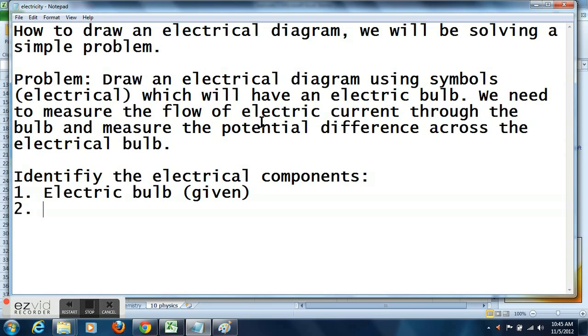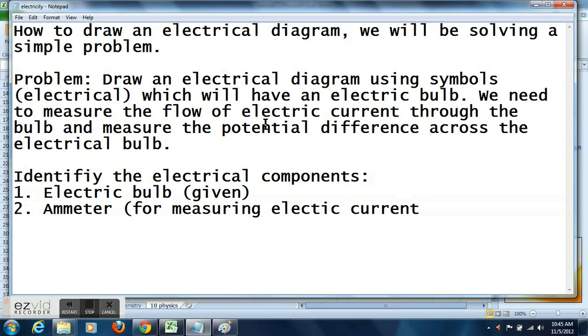Second thing that we need is an ammeter. Why? Because we have to measure the current flow. So we need an ammeter. What is the third thing that we need? The third thing is to measure the potential difference. That means we need another electric instrument called a voltmeter.